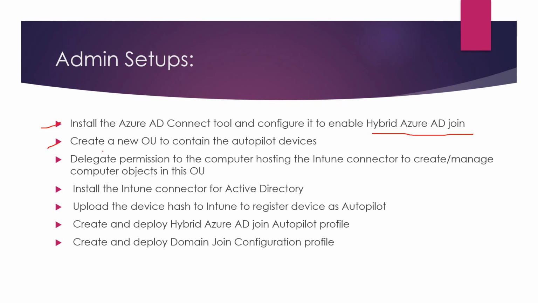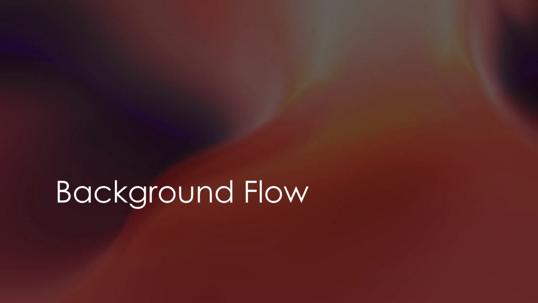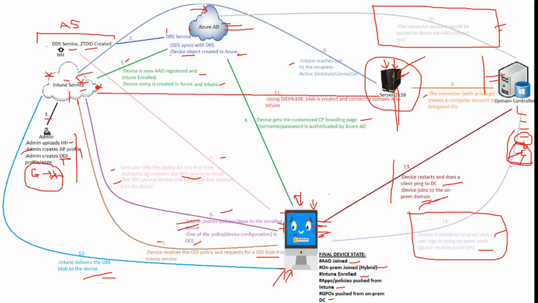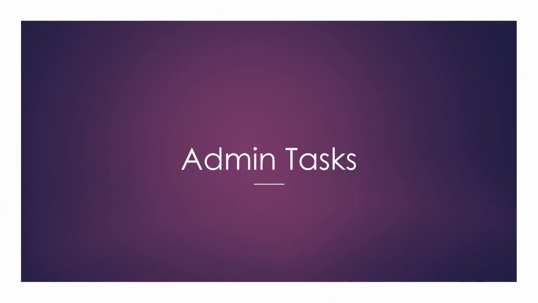Then we have to create an OU. This OU is where the computer object of the device is getting created. As you see, this computer object was created in the OU in the domain controller, right? So this is the OU I'm talking about. We have to create an OU, and in this OU we will delegate permissions to this server, because it is this server which is passing on the request. Once we delegate this permission, we are saying that this 2K16 server should now be allowed to create an entry in this OU for any computer. That is something which we'll have to do manually.